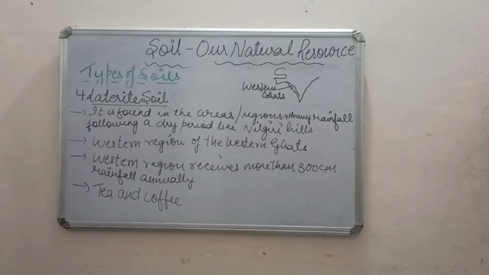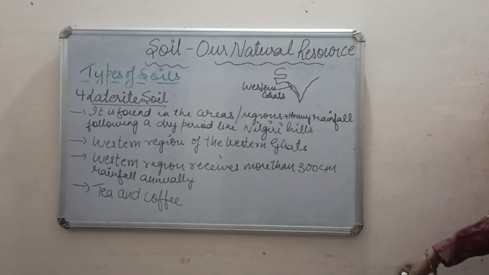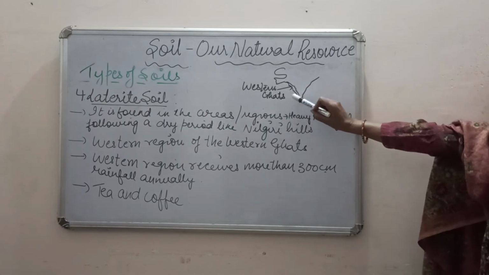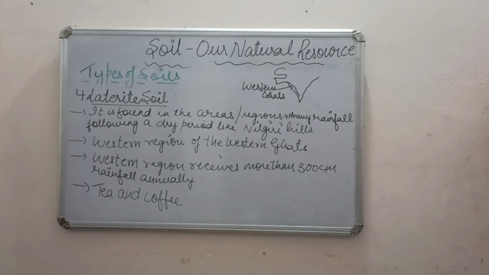And this laterite soil, where is it found? It is found in the western region of the Western Ghats. You can see in the map also. When we talk about this map, we know that these are the Western Ghats, children. Yes, this is the Western Ghat. This is the area where we find the laterite soil.